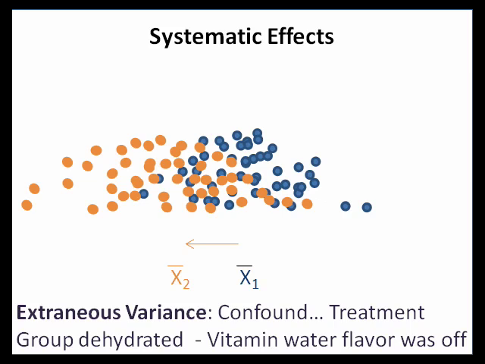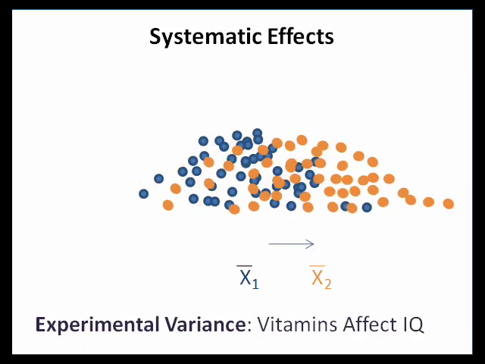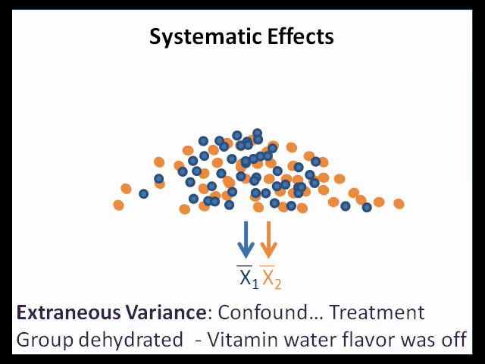So we have two types of systematic effects. Experimental, which is the good stuff, right? You drink the vitamin water, improves IQ, and we have the bad systematic stuff, if there's a confound. The only main point to take about systematic effects is it affects one group primarily, and it affects that group almost all the members.